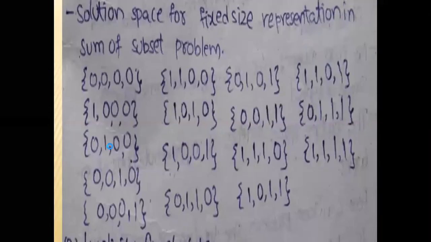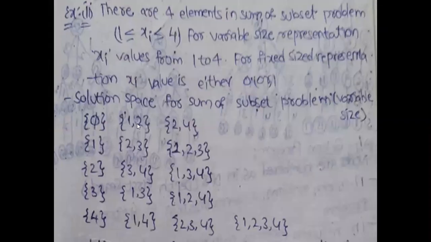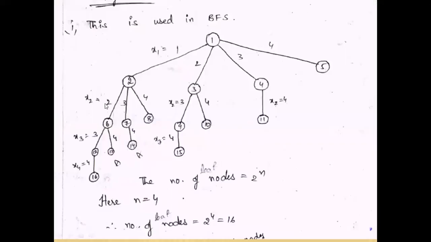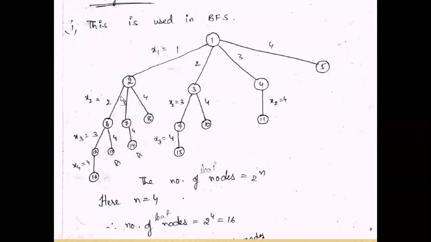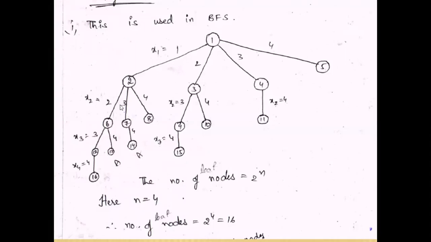Next, 1 comma 2. Here 1 represents x1 and 2 represents x2. That is, x2 equal to 2 is represented from the first level to the second level. So 1 comma 2 means x1 equal to 1, x2 equal to 2.